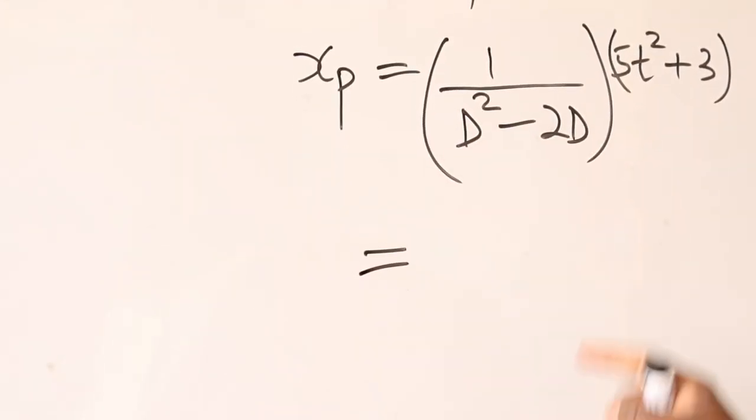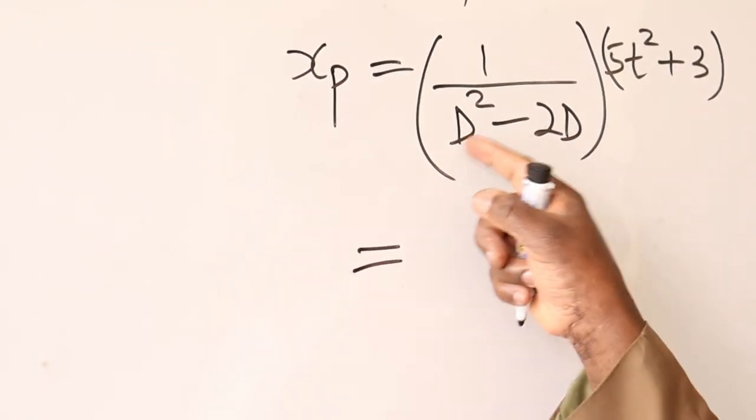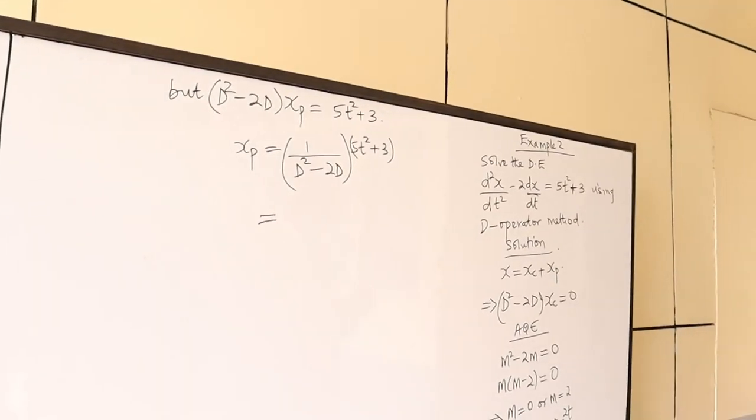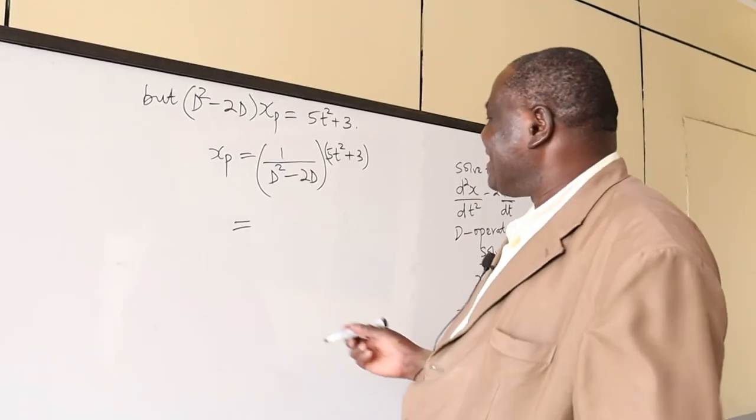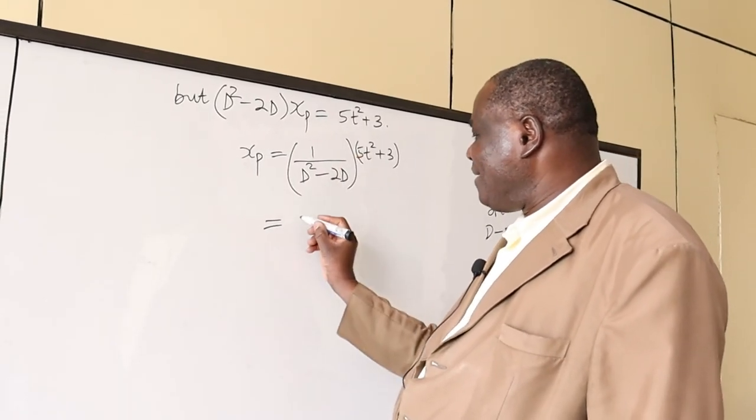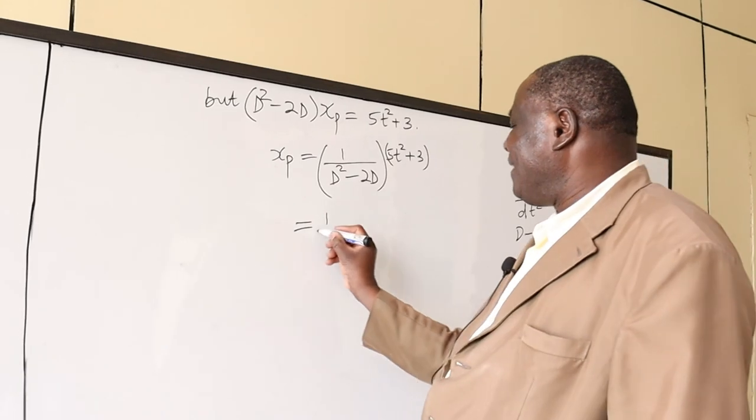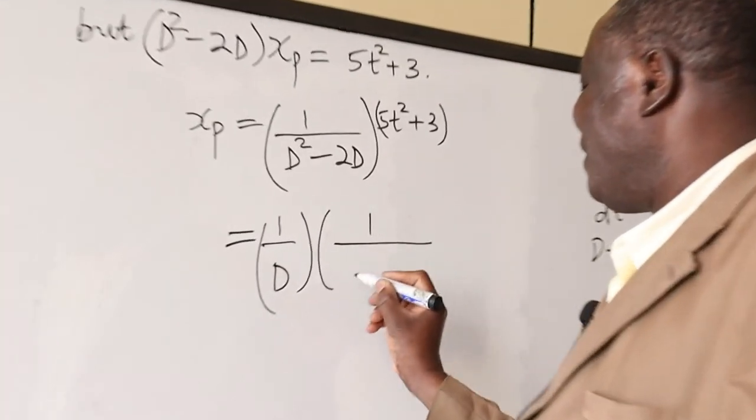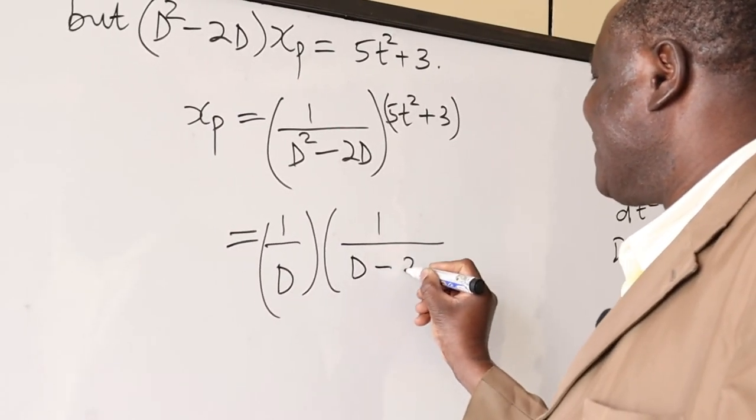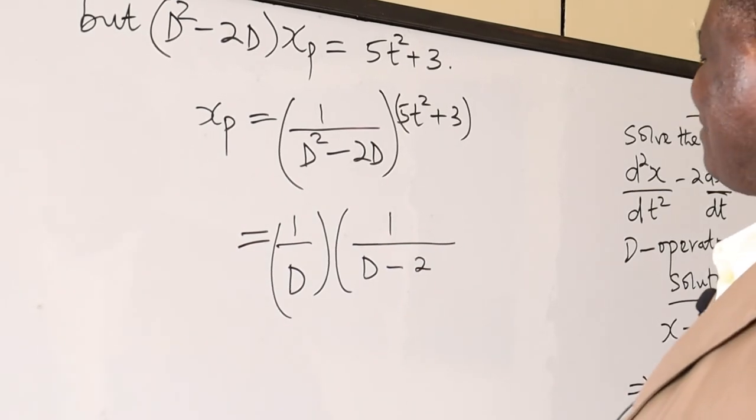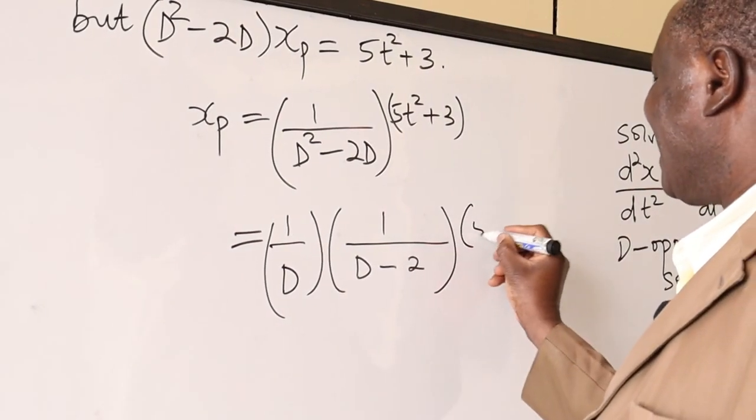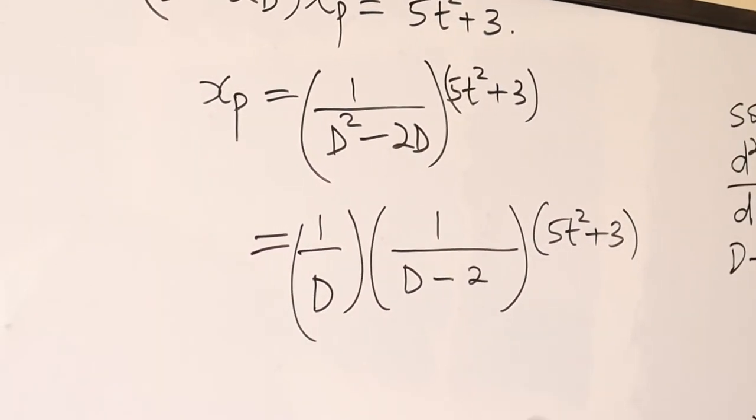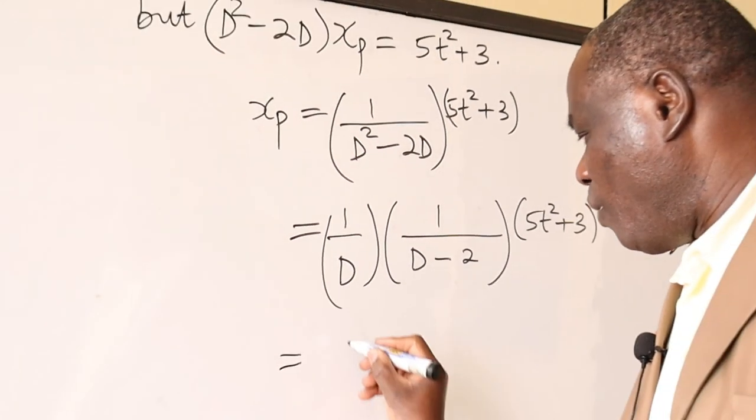this d here. We can do some factorization because we have a d here and a d here. We can split the two functions of d into two. So this one will be equal to 1 all over d multiplying another 1 all over d minus 2. Multiplying d minus 2. The whole thing now acting on 5t squared plus 3, which now we can rewrite as 1 all over d.